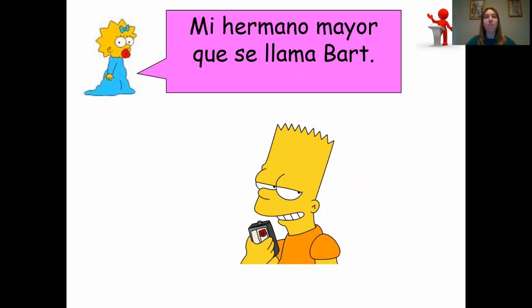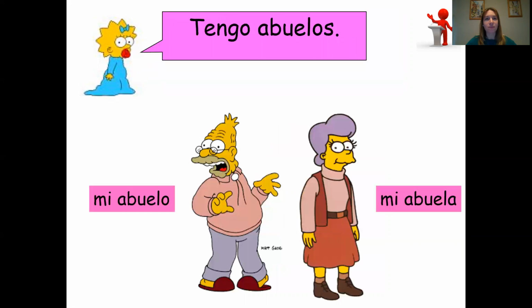Muy bien. My older brother, who is called Bart. Tengo abuelos. So remember that verb tener? Tengo means I have. I have, in this sense, abuelos, when you see it together like that, it means a grandfather and a grandmother, or a granddad, or nanny, grandmother, however you refer to your grandparents.